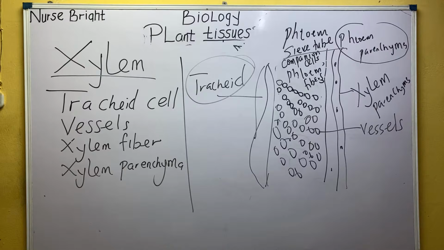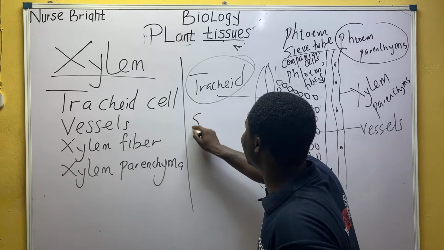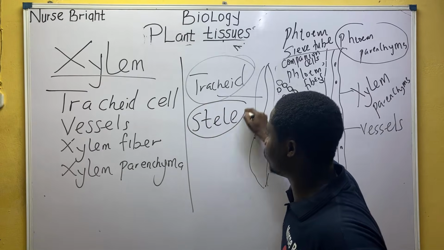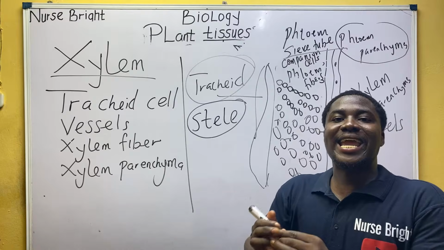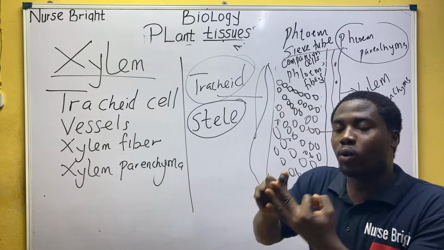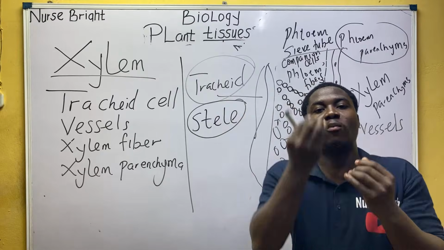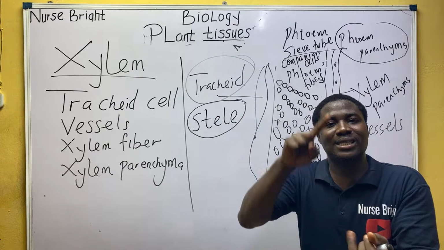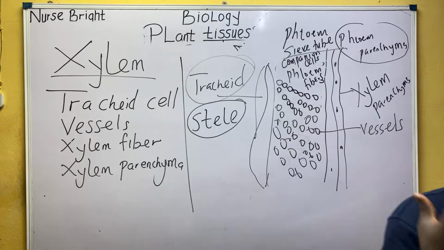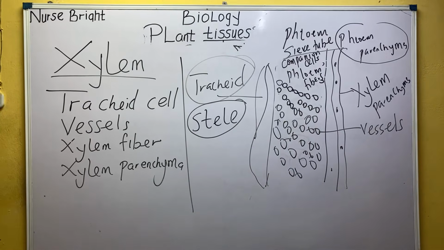Now, let me tell you something very, very important we must learn. There's a term called the stele in a root. Just note here that the stele contains the following. When I say stele in a root, that structure we drew, the xylem, the phloem, and the pericycle are all part of the stele. They all form the stele of a root.